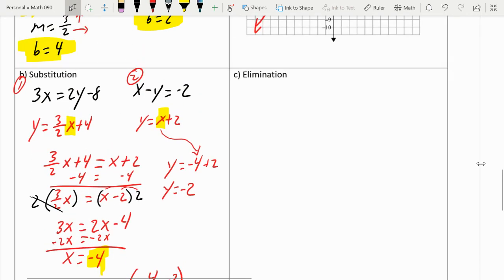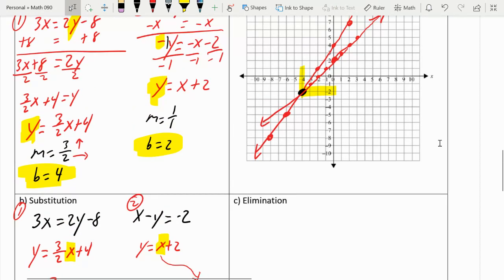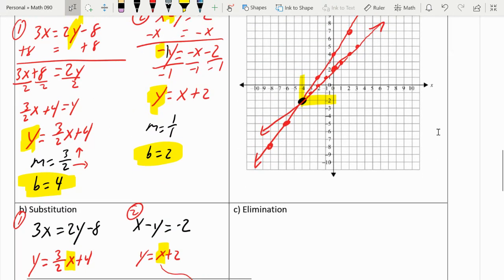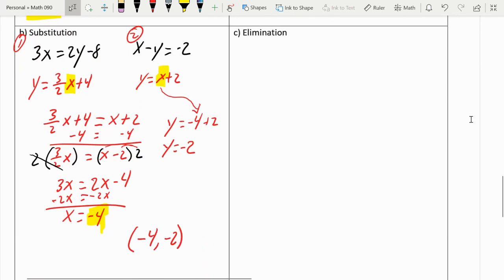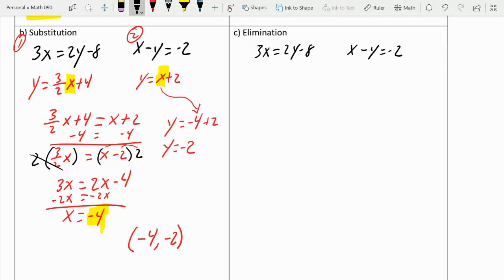Now the elimination. The way they wrote it for us is a little kind of messed up. All right, so let me rewrite them again. The way they wrote it for us, 3x is equal to 2y minus 8, and then x minus y is equal to negative 2. For elimination, it's a little bit messed up because you'll notice over here with equation 1, there's equation 1, there's equation 2. I want to keep labeling it so you guys know what I'm talking about.